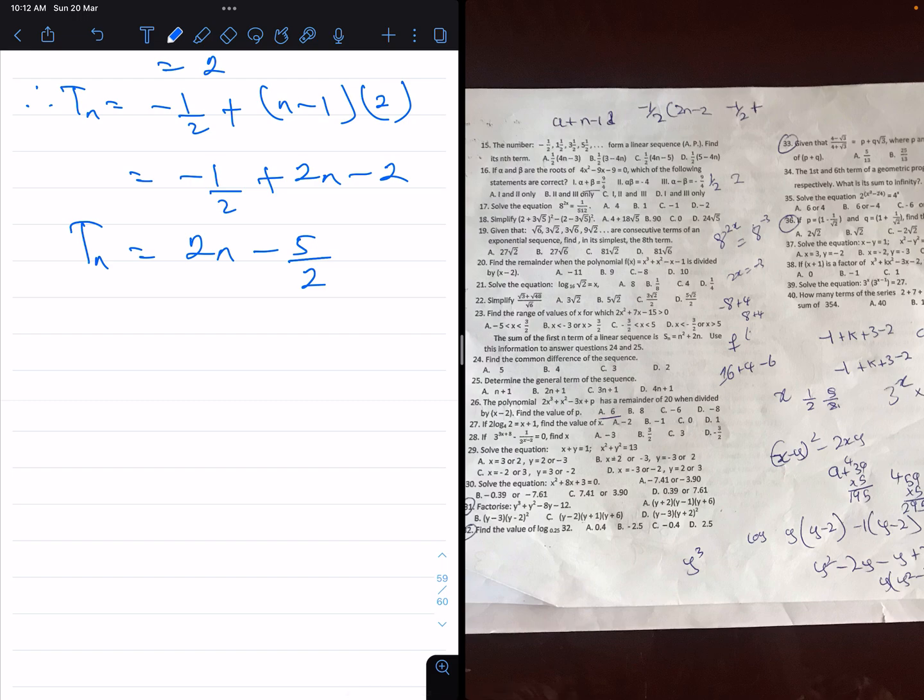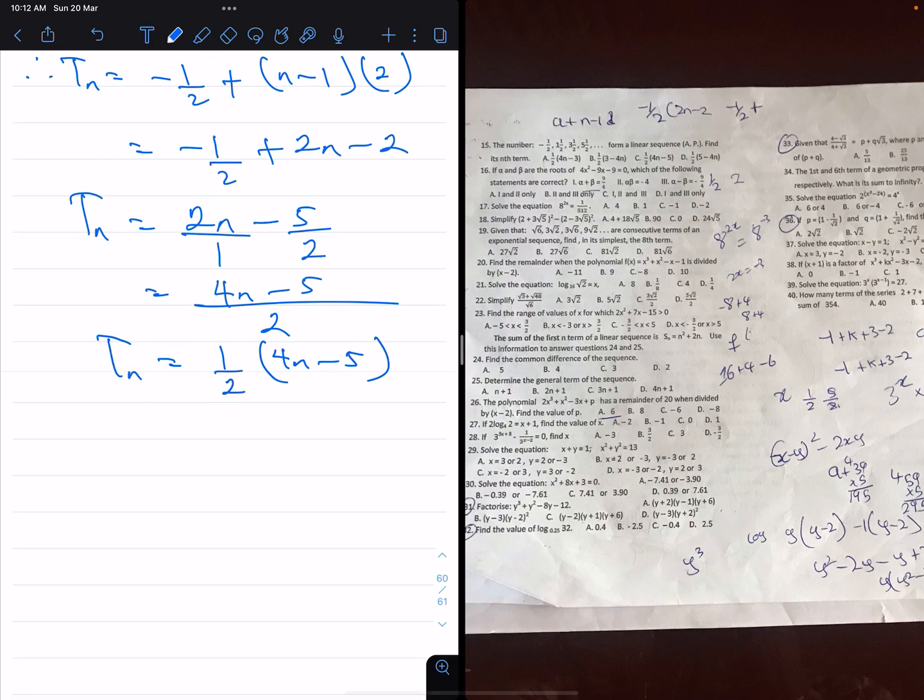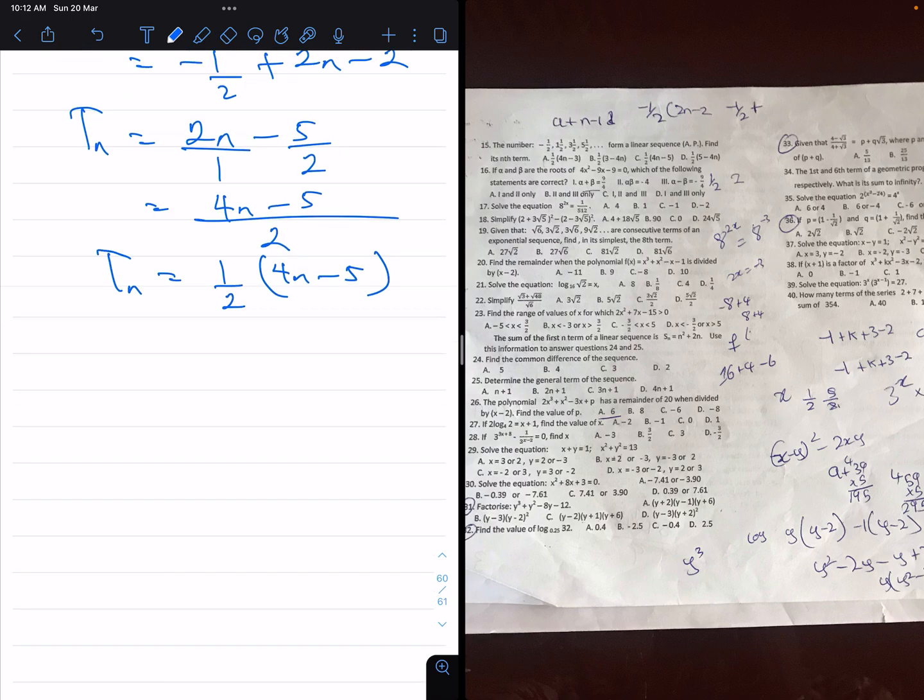Would you like to leave it this way? Yeah, we can leave it this way. Or let's see the option that matches that. Because of the form in which the options were given, let's do it this way: if you find the LCM, that will be 2, and this will be 4n minus 5. So this is the same as 1 over 2 into (4n minus 5), minus half. That's the nth term, and that's option C.